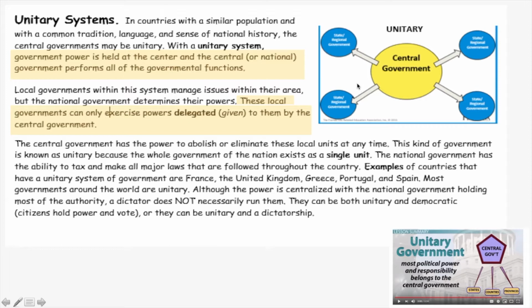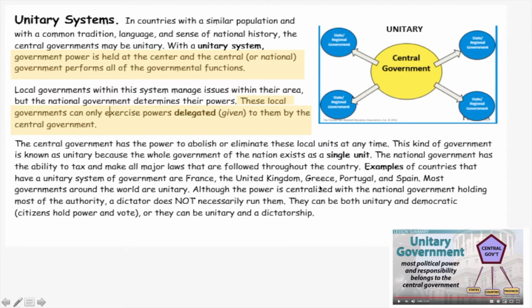Now, that's different than federal. Remember, the central government couldn't delete Bellevue, right? They can't just go, let's get rid of Florida, or let's get rid of Bellevue, Florida, right? The national government or central government couldn't do that in a federal system, but they can do that in a unitary system. This kind of government is known as unitary because the whole government of the nation exists as a single unit. The national government has the ability to tax and make all major laws that are followed throughout the country. Examples of countries that have unitary systems of government are France, the United Kingdom, Greece, Portugal, and Spain.